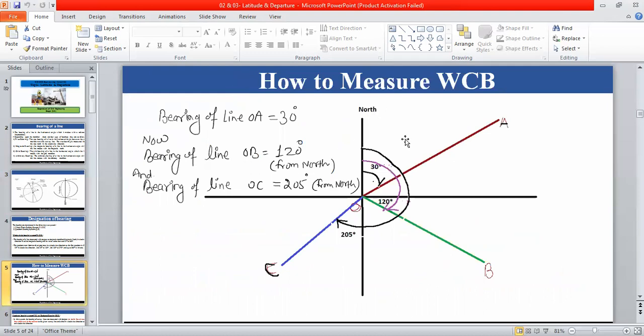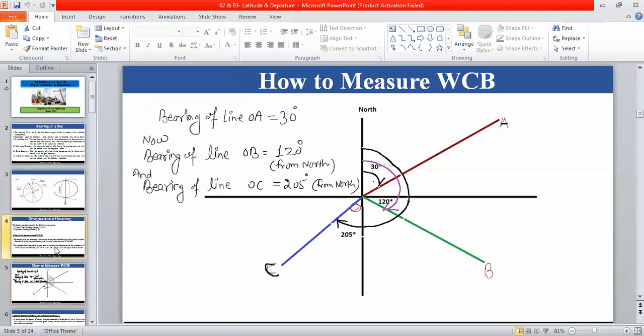See, this is your north. These are some lines OA, OB, OC. So there are different angles which these lines make with the reference line. If we talk about OA, the angle is 30 degrees. So the bearing will be 30 degrees, and it will be termed as whole circle bearing. If we talk about OB, the angle is 120 degrees. So this is the whole circle bearing. So what we learned here is that the angle which is made from the north to the survey line is called the whole circle bearing.